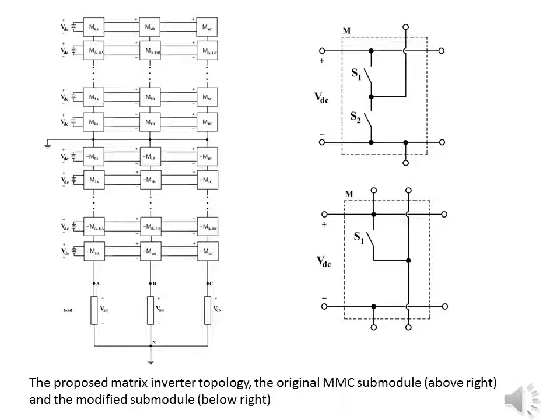This also reduces the switch count in each module to only 1, or a 50% reduction of the total switch count in the inverter circuit. So obviously the second option is the best solution to the problem.